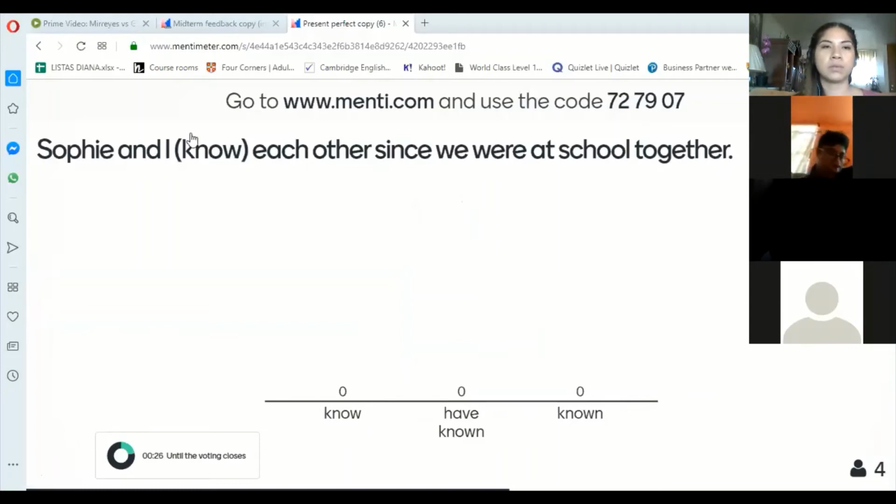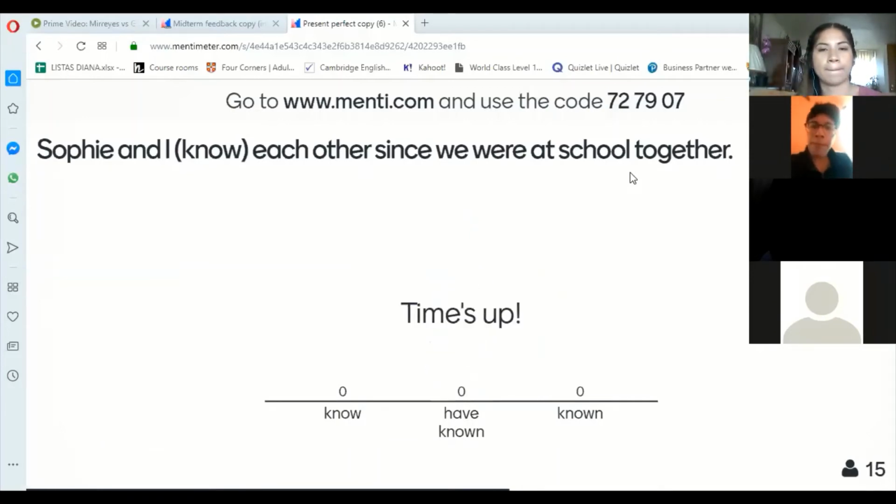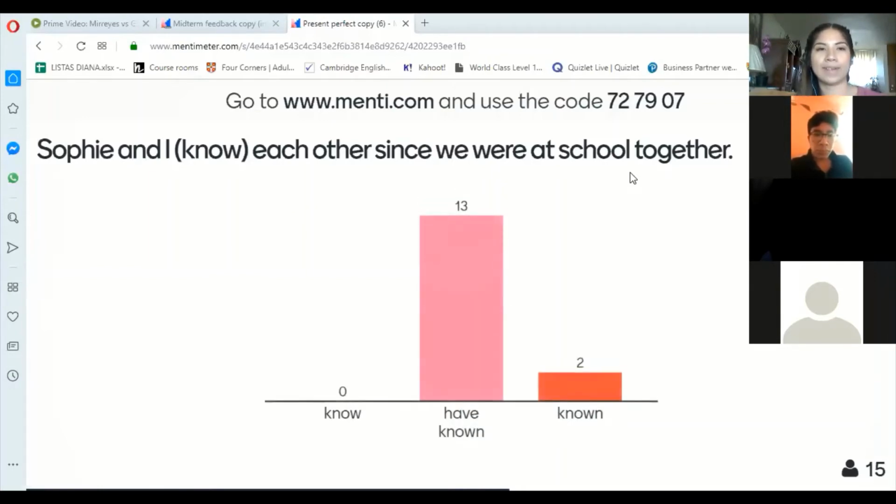You need to complete with present perfect. Sophie and I, we, and what is the correct answer? Since we were at school together. Desde que íbamos a la escuela. So that is something that started in the past and continues up to the present, porque aún nos conocemos. Correct. Sophie and I, and auxiliary, we have known, past participle. Good job. Remember to use auxiliary. Next.